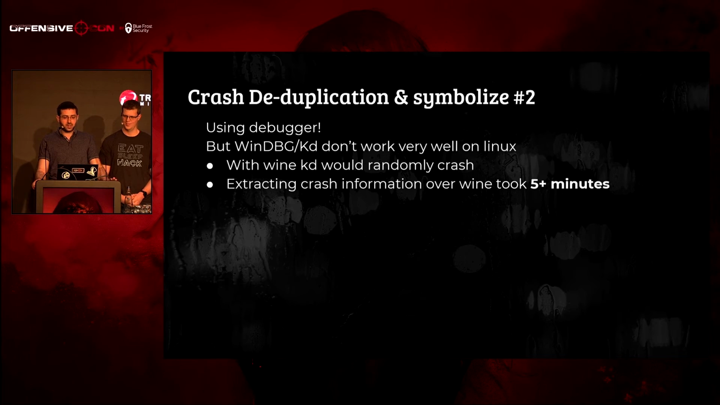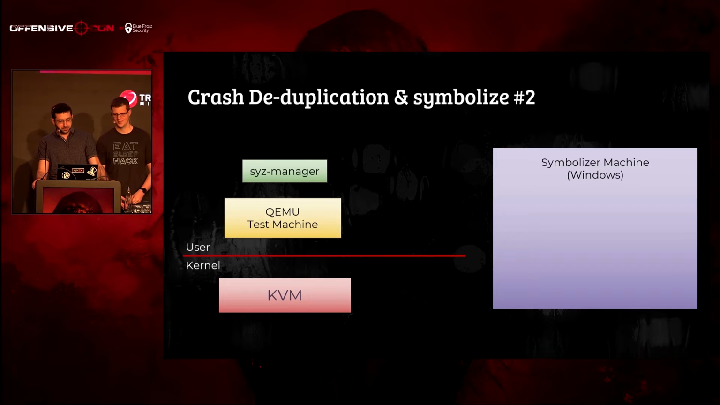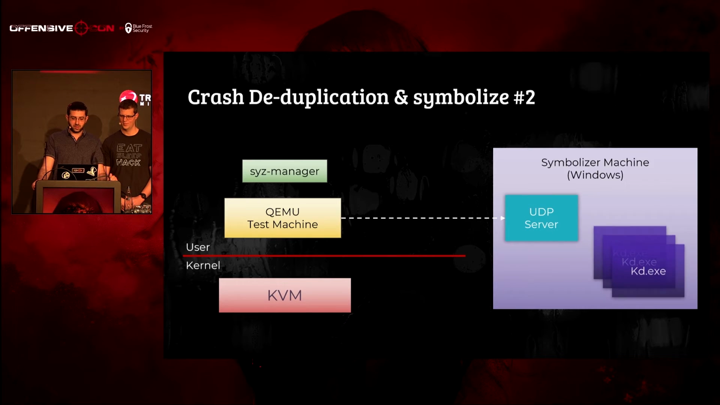Unfortunately, running KD on a Linux machine was not stable and very slow. It took us several minutes to get the crash down. So we opted to use a Windows machine for running the debuggers. We set up the Windows guest with a network kernel debugger enabled. We built a small Go UDP server that would listen for connections from guests and connect them to the debugger with a script to create a crash dump. This entire setup is hosted on a Windows machine where KD and symbols are working.